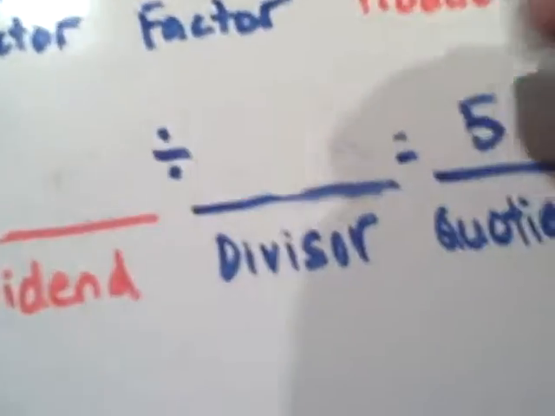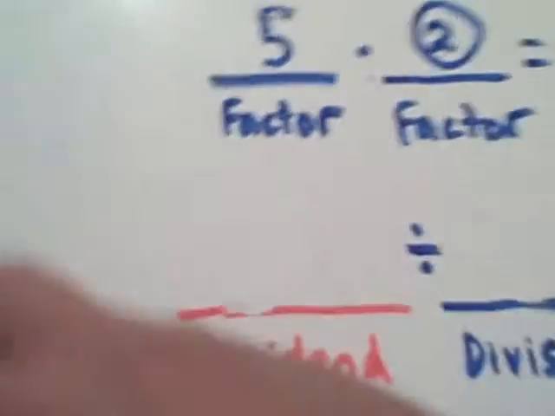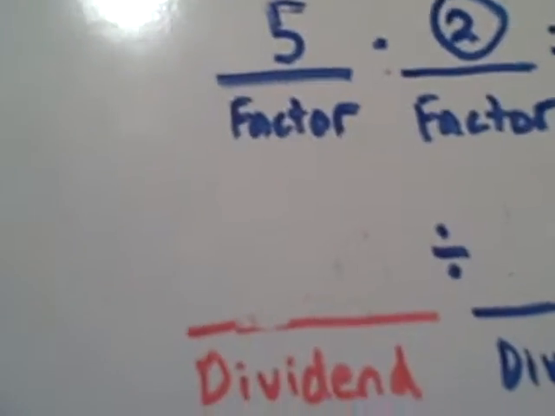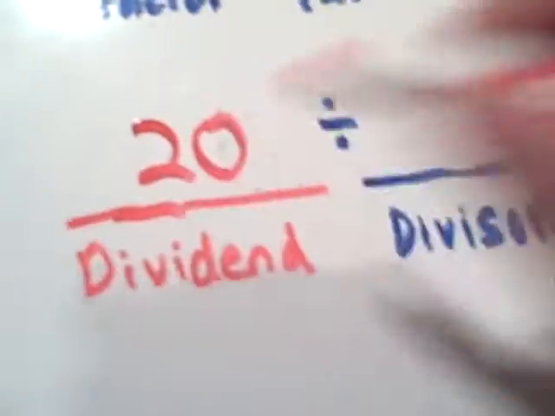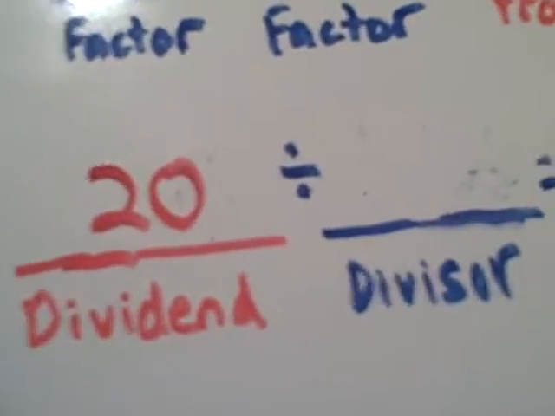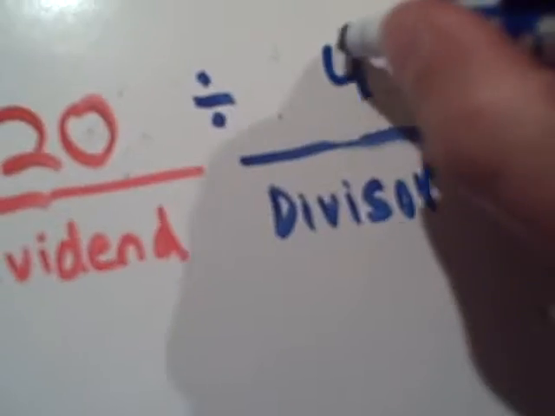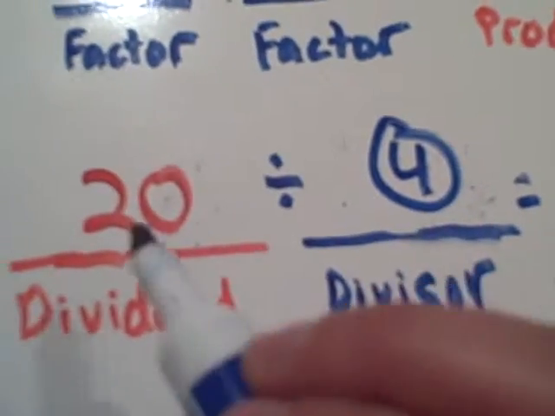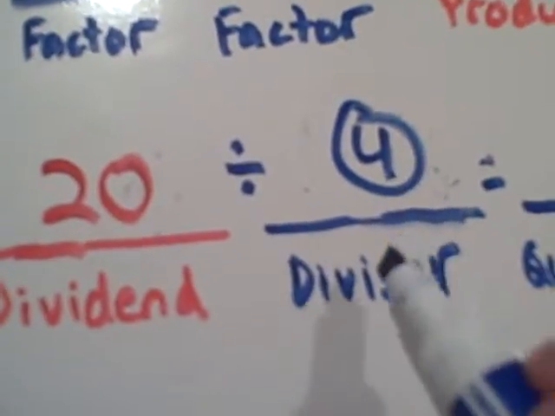Okay, let's try a different one. I am going to just erase my numbers from my equation, and I'm going to show you 2 different ways to solve this problem. So let's start with the dividend of 20 this time. And let's divide into groups of 4, or rows of 4. So 20 is the dividend divided by a divisor of 4. Let's go back up to my array here.